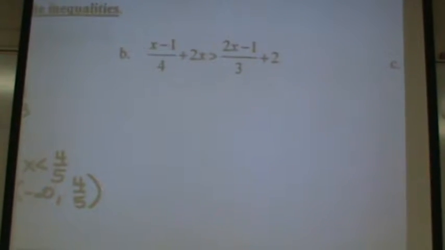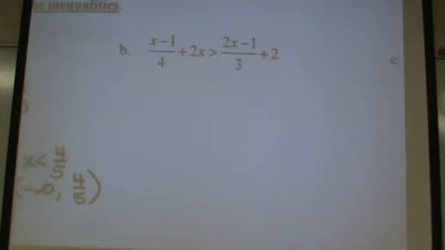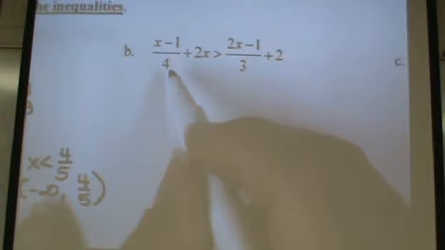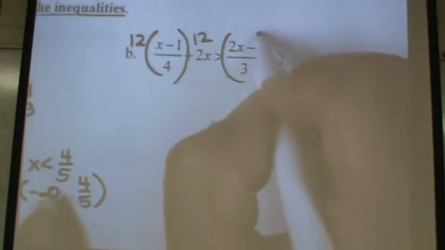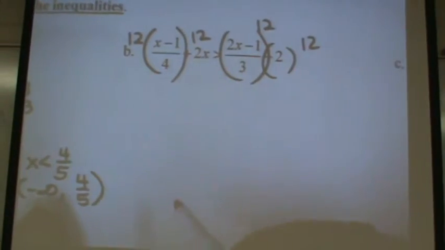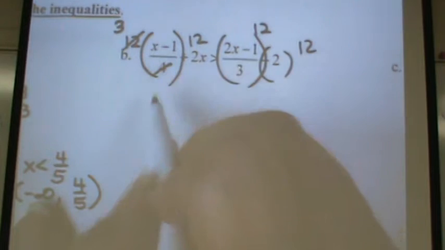What's the first thing that jumps out at you on this problem? Fractions. Ugh, fractions. How do we eliminate fractions? We're going to multiply everything by 12. 12 everything. There's a plus sign, 12. All right, so now, 4 goes into 12 how many times? 3. What do I do with this 3 in the x minus 1?